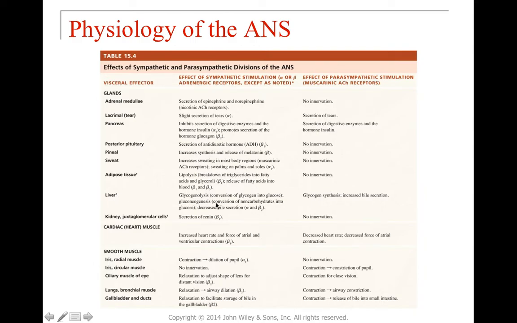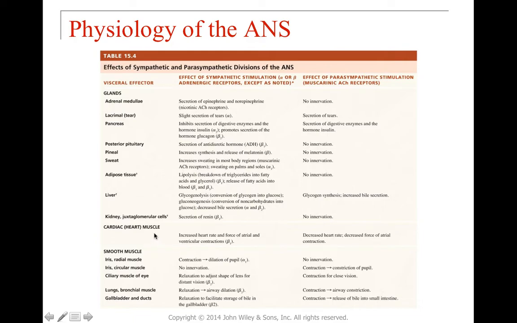In the liver, sympathetic stimulation is going to convert glycogen into glucose. It's also going to convert non-carbohydrates into glucose and decrease the secretion of bile. What does that mean? That means that we're getting more sugar into our bloodstream by breaking down glycogen into glucose and by creating glucose from non-carbohydrate molecules. And under the parasympathetic stimulation, we are seeing an increase in glycogen creation and also an increase in bile secretion. So you can see that these are equal and opposite. However, the kidney is only under effect of the sympathetic stimulation via secretion of renin. We have no innervation on the parasympathetic.